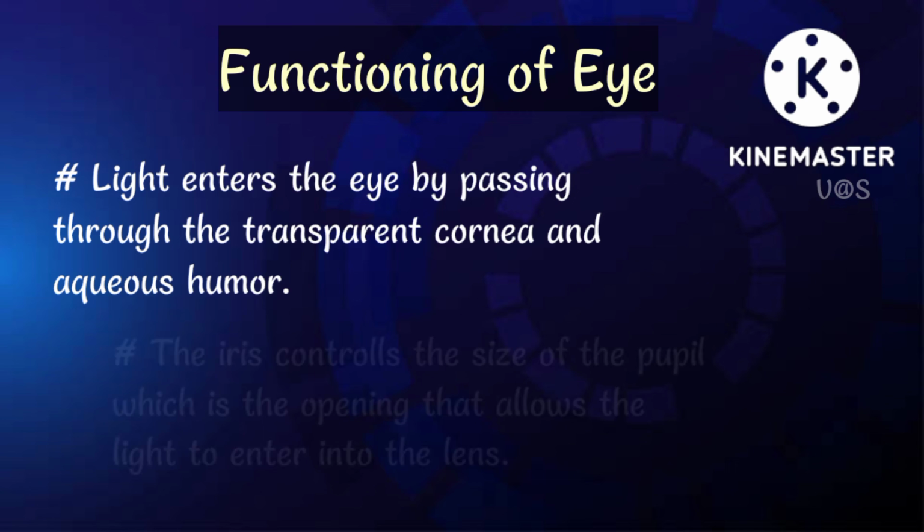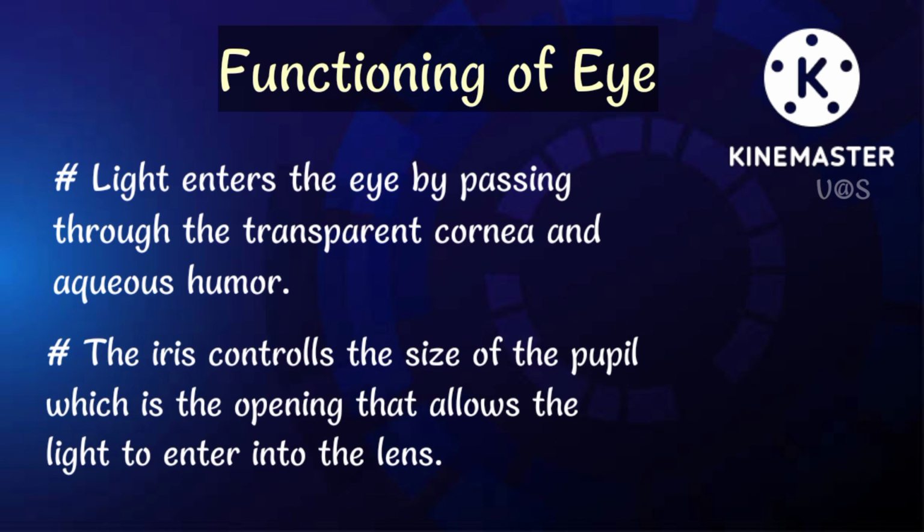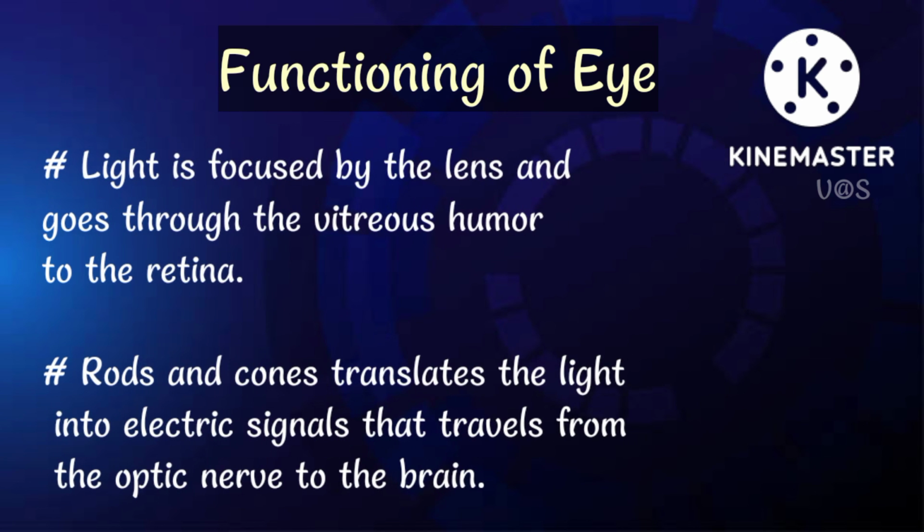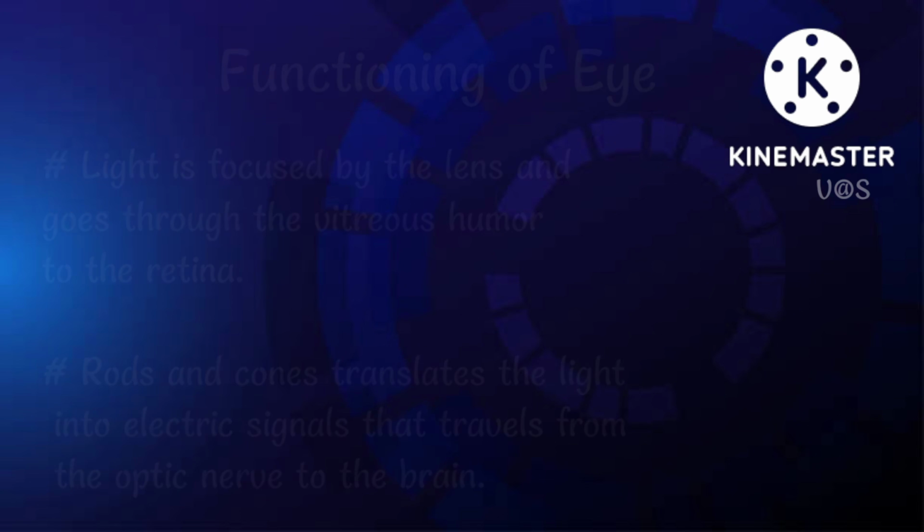The iris controls the size of the pupil, which is the opening that allows light to enter into the lens. Light is focused by the lens and goes through the vitreous humor to the retina. Rods and cones in the retina translate the light into electric signals that travel from the optic nerve to the brain. So that's the structure and function of the eye.